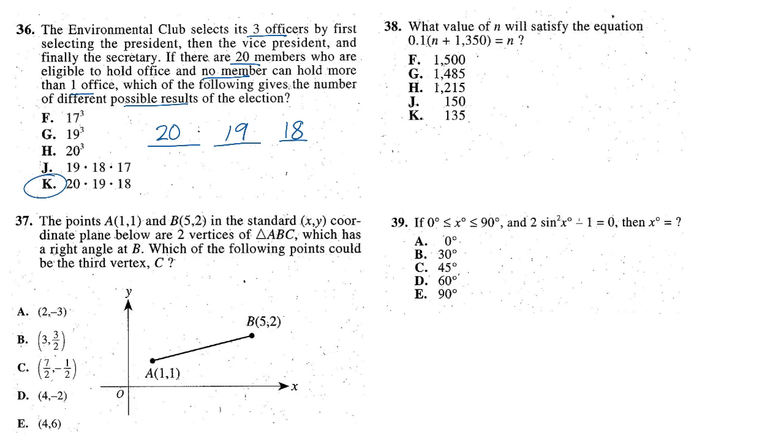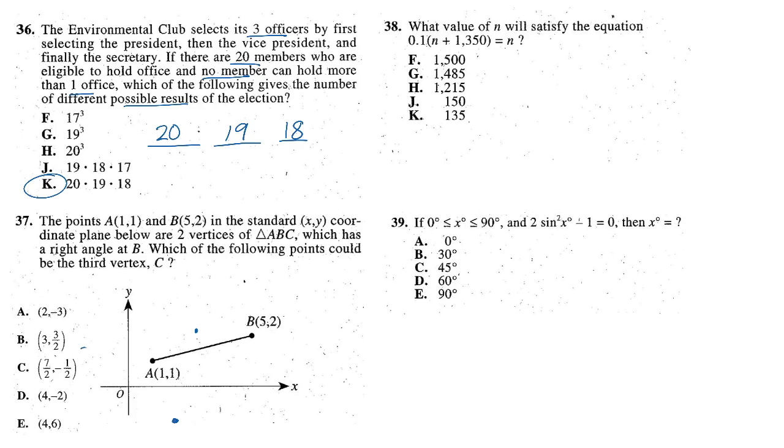Number 37, all the points 1, 1, 5, 2. All right, so these are the coordinates in the plane of 2 vertices of a triangle ABC, and it has a right angle. What could be the 3rd point? So we could go through and plot some of these. We have the point 2, -3, so 2, -3 would be somewhere down here. Or we could do 3 and 1.5. That's kind of strange there.